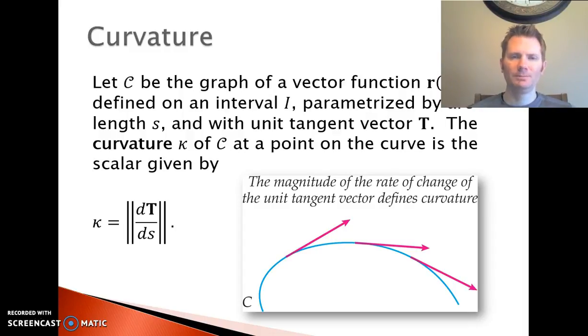Another new term, curvature. If C is the graph of a vector function r of s defined on an interval I, parameterized by arc length s, and with unit tangent vector T, that's what we're looking at. Notice that instead of r of t, we're using r of s. When s is used in your text, it stands for the arc length parameter. So we know it's an arc length parameterization. We define the curvature kappa of C at a point on the curve to be the scalar given here. Kappa is the magnitude of dT ds. So it's the magnitude of the rate of change of the unit tangent vector with respect to the arc length parameter. How fast is the unit tangent vector changing with respect to arc length? That's what we define as curvature. Notice again that it's a scalar, so you might get a curvature of 2, for instance.